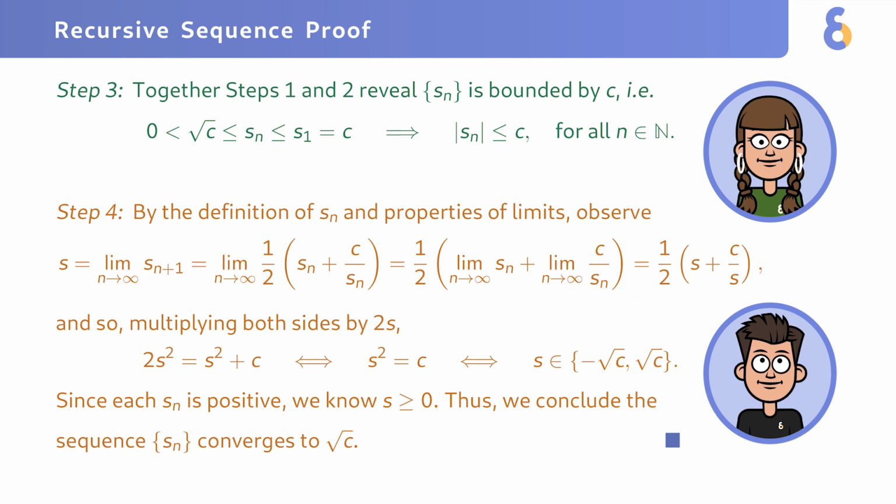But we know each s sub n is positive, and so we know the limit has to be the positive root. That is slick. Yeah, it's pretty cool. We could actually use this to compute square roots by hand if we wanted. Let's check out quickly how it converges.